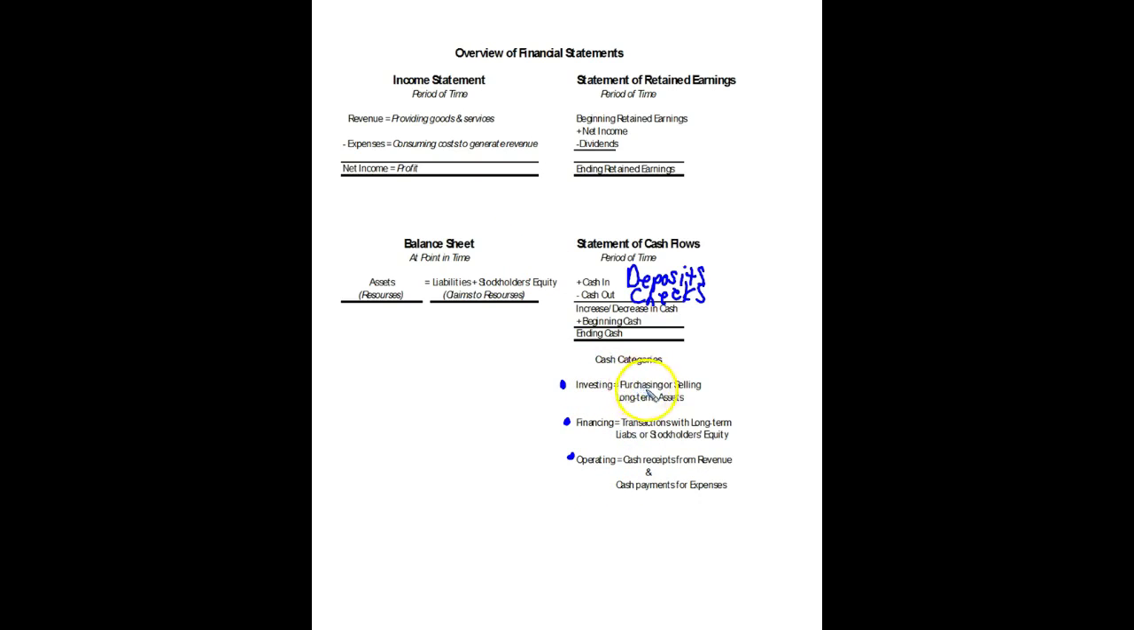Any cash coming in or going out that has to do with long-term assets like our building, long-term meaning assets that will be around for years and years, that cash coming in or out is investing. Financing transactions are transactions with liabilities and stockholders' equity. So again, that's transactions with our creditors and our investor owners.